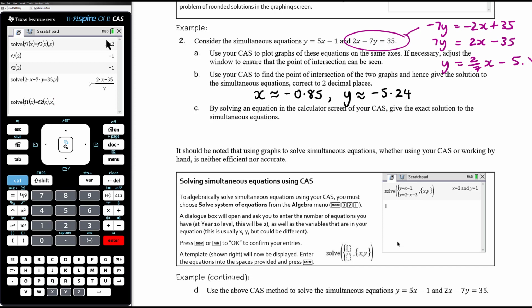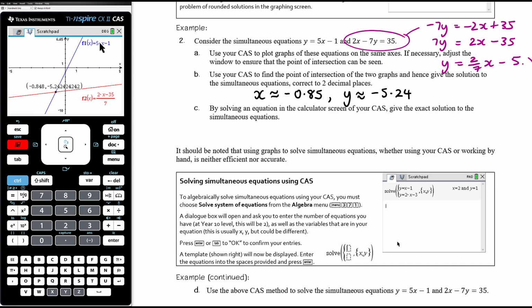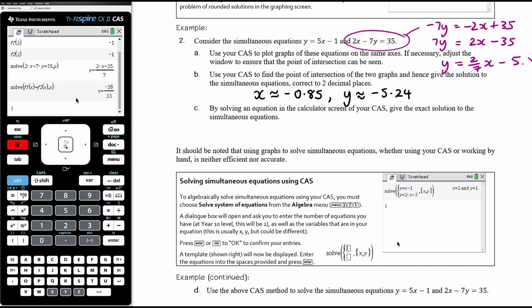And it's not going to give me the same solution it did before, because now function 1 and function 2 are something different. So when I press enter, it's going to take the current function 1 and make it equal to the current function 2, which is these 2 functions over here. And it's going to solve them, okay? And it gives me x equals, it's not approximately equal to, it exactly equals negative 28 on 33.